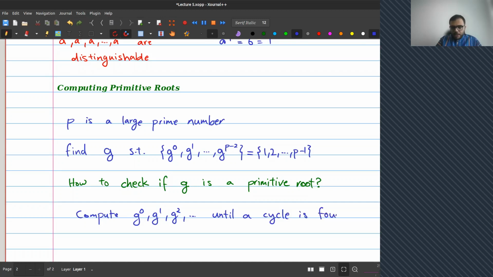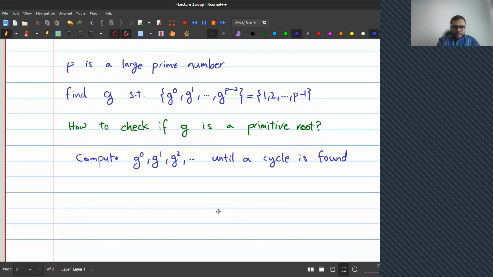And by a cycle, I just mean you see the same remainder twice. And again, by compute, I always mean compute the remainder modulo P. So I will not actually compute these huge numbers. I will just take the remainder modulo P. Okay, let's say I do this. Now, what's the problem with this?